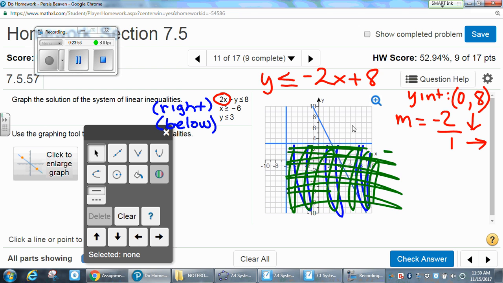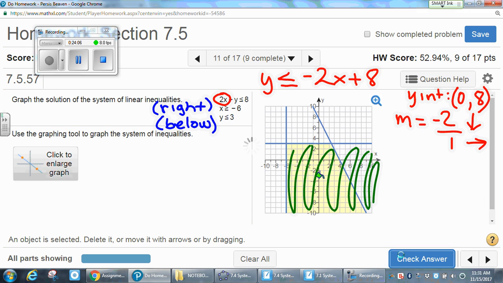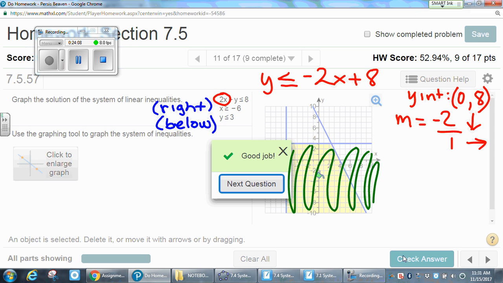So I'm going to select the paint bucket. There we go. And that is correct. Do you guys have any questions so far?